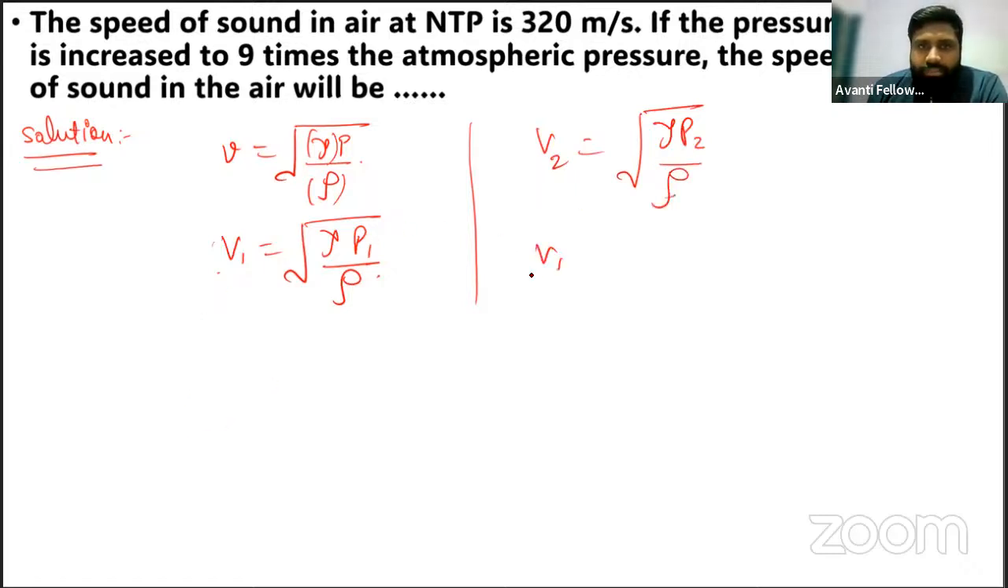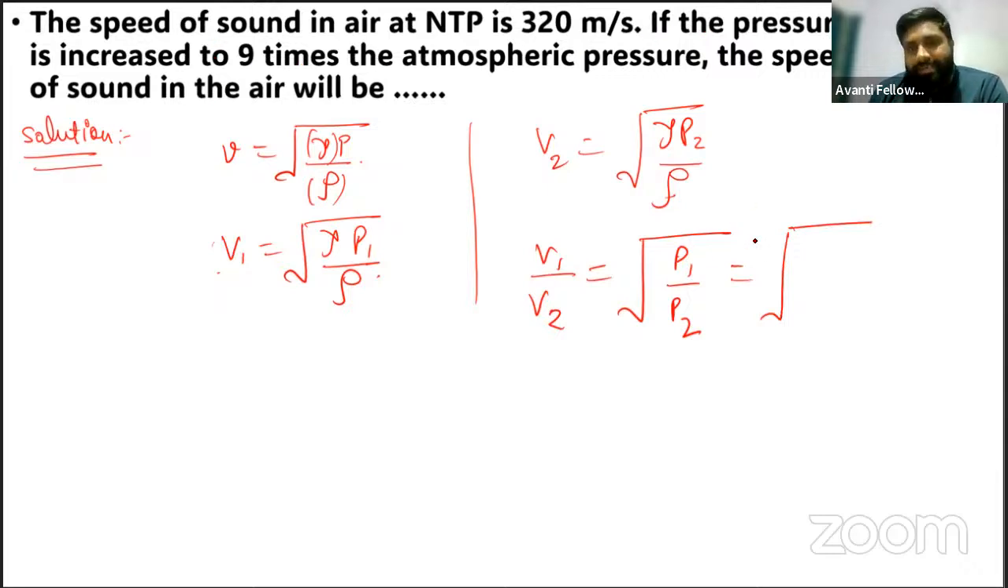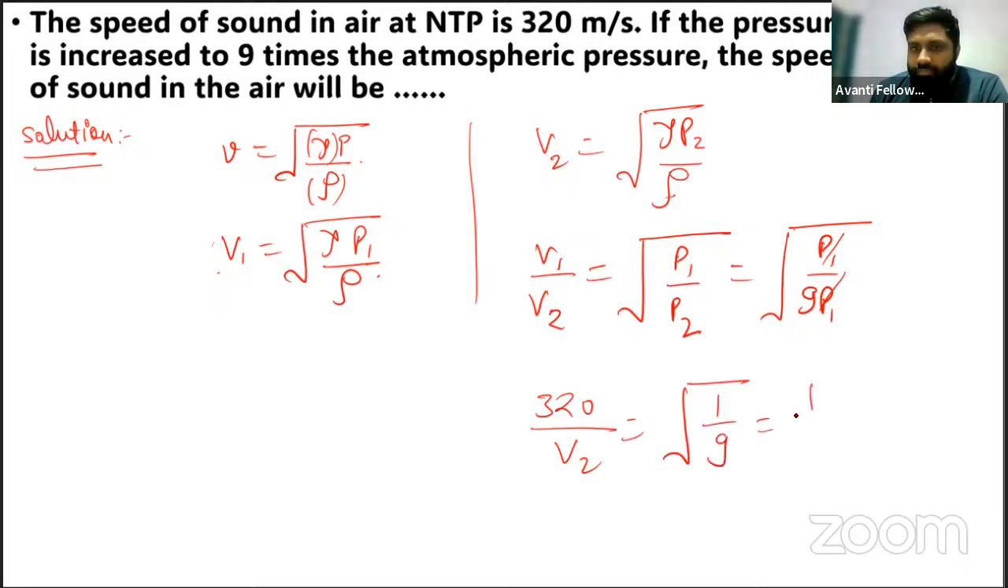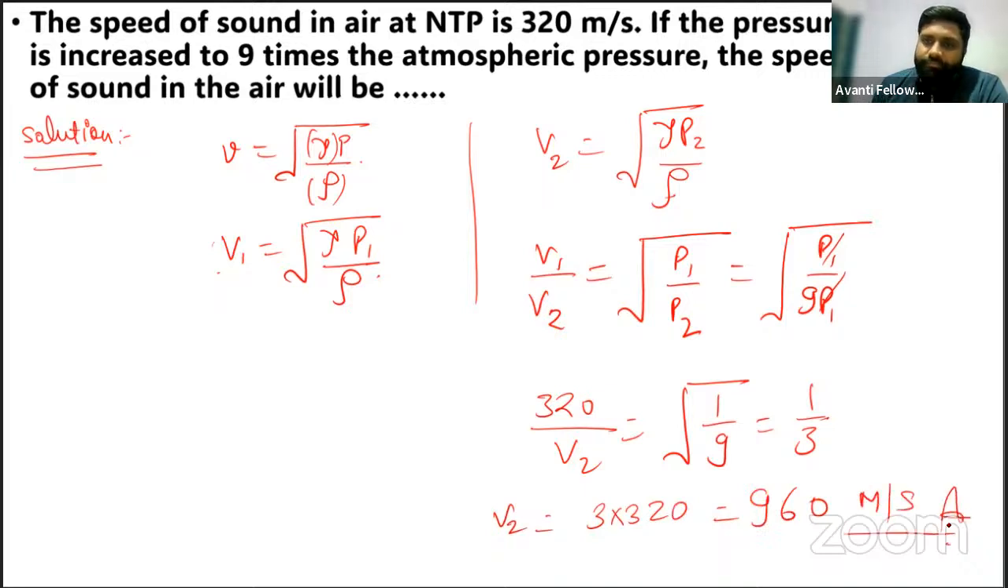Now take the ratio V1 by V2. It will become root of P1 by P2, because gamma and rho will cancel out. Now it is given in the question that the pressure is increased 9 times, which means the final pressure is 9 times P1. What is the effect on the velocity? Initially the velocity is 320. V2 is equal to 1 upon root 9, which is 1 upon 3. So V2 will become 320 by 3, which is about 106.7 meters per second.